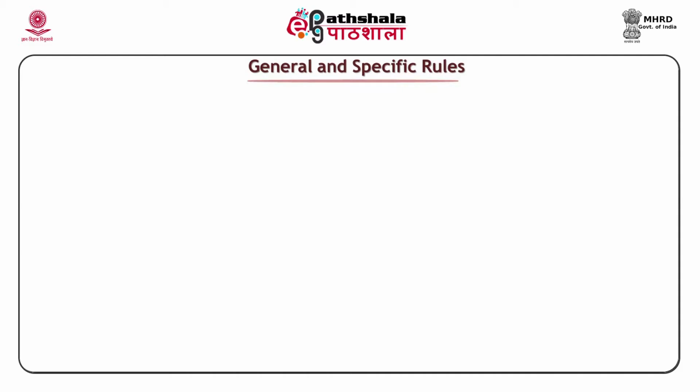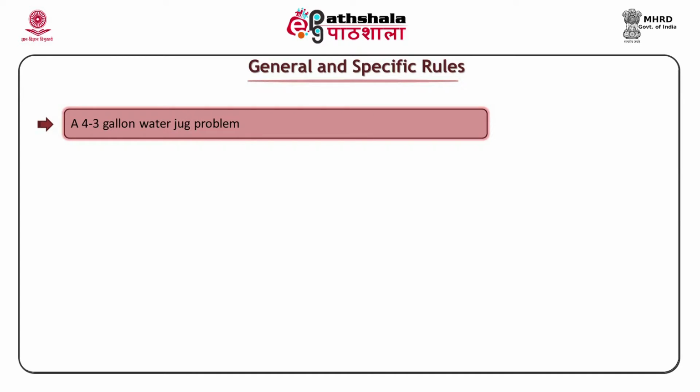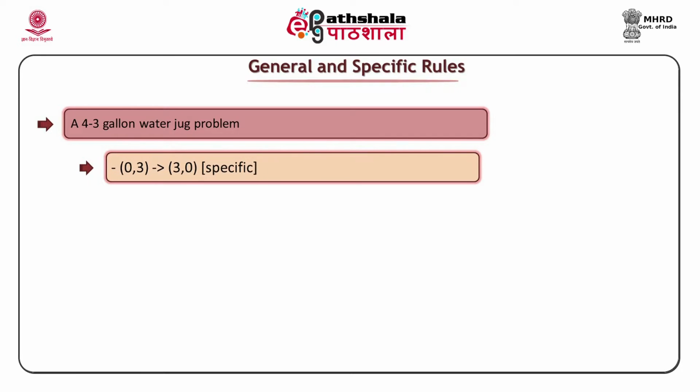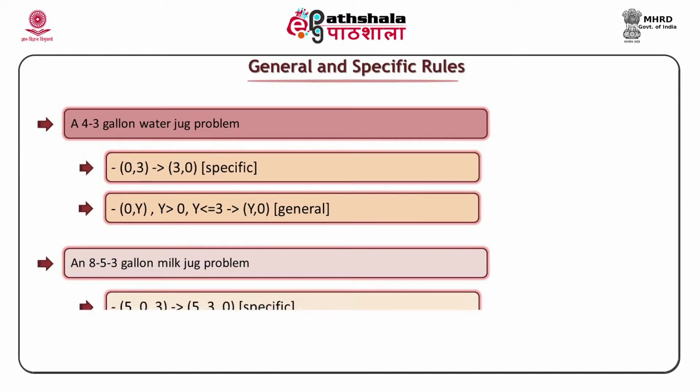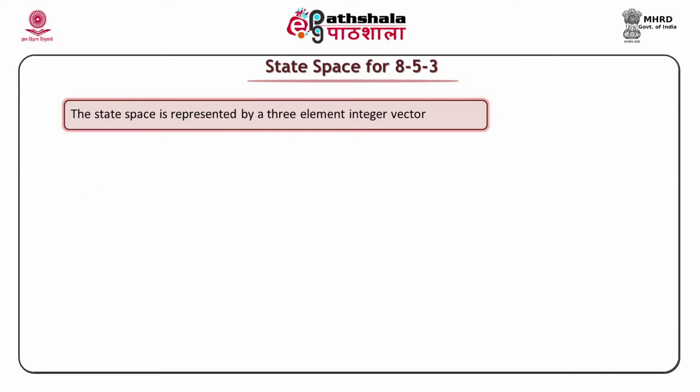We have already seen examples of general and specific rules. The PPT is talking about this. The 4 3 gallon jug problem has 2 rules, one is specific, the other one is general. The 8 5 3 gallon milk jug again has a specific and a general rule, and also a state space representation. Now look closely at this representation of the 8 5 3 gallon water jug. It says we are only using a 3 integer vector value x, y and z.